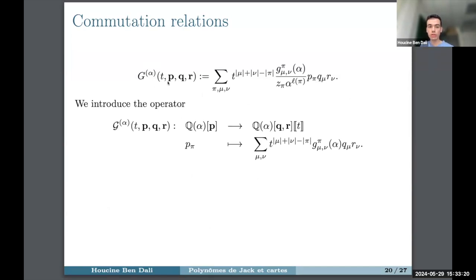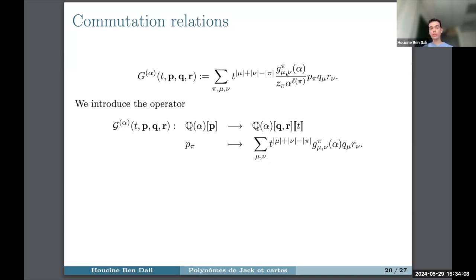The series G alpha depends on the parameter T and 3 alphabets P, Q, and R. We define an operator G alpha, which goes from the space spanned by the alphabet P, so spanned by the monomials P indexed by pi for some partition pi, into a space which contains the 2 alphabets Q and R and the parameter T. It sends the monomial P indexed by pi to a sum over mu and nu, which index the monomials Q and R, and the coefficients in front are the coefficients G.